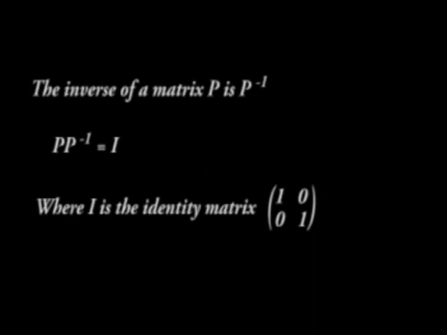Inverse of a matrix. The inverse of a matrix P is P raised to the power negative 1. P times P raised to the power negative 1 is equal to I, which is the identity matrix. Finding the inverse of A, equal to A, B, C, D, we follow these steps. First, find the determinant of A, which is given by AD minus BC.